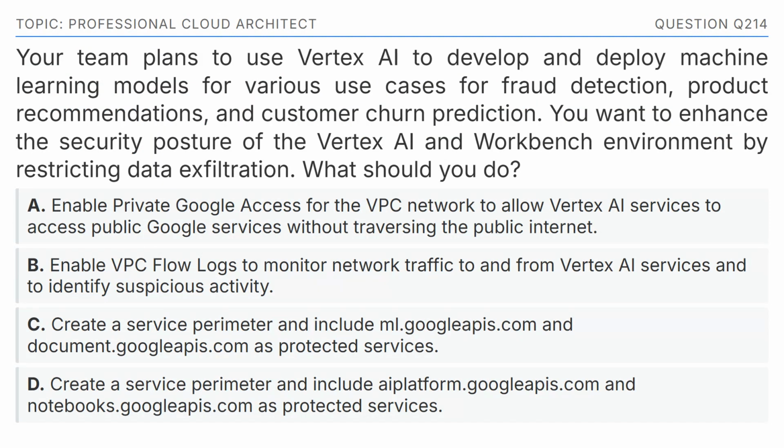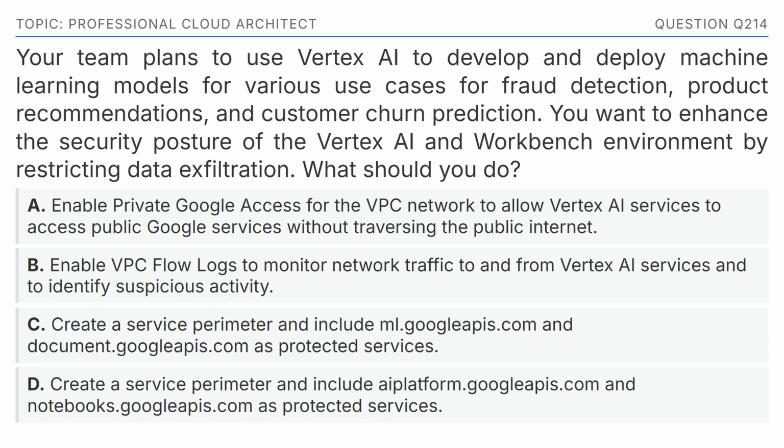Your team plans to use Vertex AI to develop and deploy machine learning models for various use cases for fraud detection, product recommendations, and customer churn prediction. You want to enhance the security posture of the Vertex AI and Workbench environment by restricting data exfiltration. What should you do? The options are: Option A, enable private Google access for the VPC network to allow Vertex AI services to access public Google services without traversing the public internet.